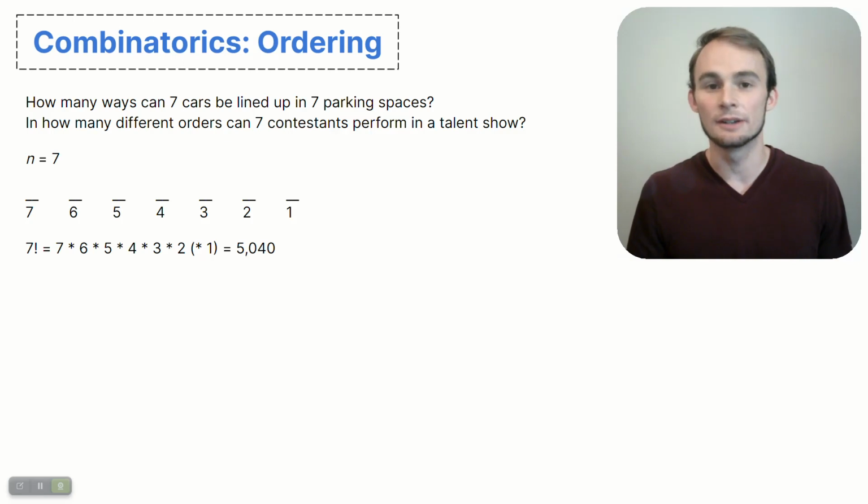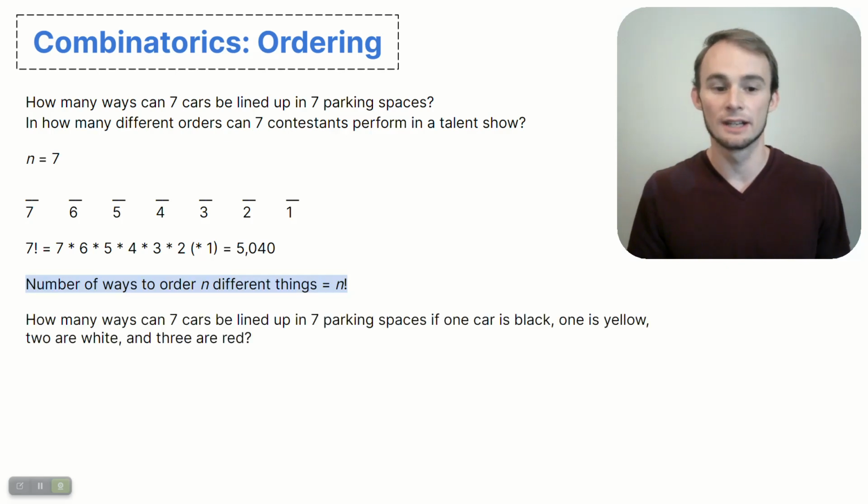The next thing we need to know about ordering questions is that a complication might arise where some of the elements that you are ordering are identical in terms of a certain feature or indistinguishable in some ways. So what if we go back to the car scenario and we imagine that 1 car is black, 1 is yellow, 2 are white, and 3 are red, and we'll treat cars of the same color as identical or indistinguishable elements.